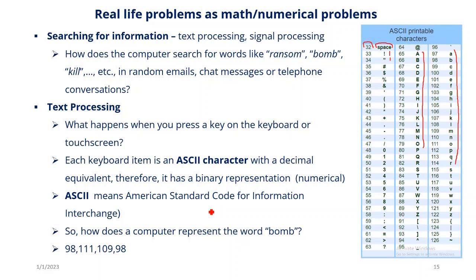So from our ASCII table, the computer represents the word bomb by the sequence. First of all, B. If we come here and look for B, which is in small letter, we'll get 98. O is 111. M is 109. And B, which ended it again, 98.